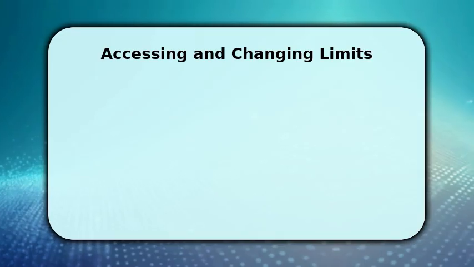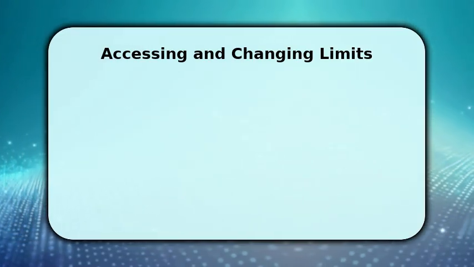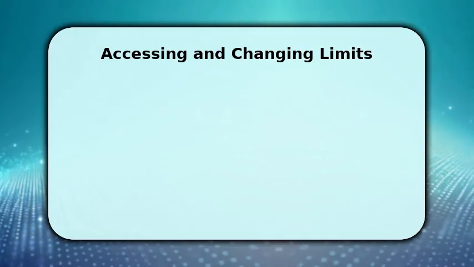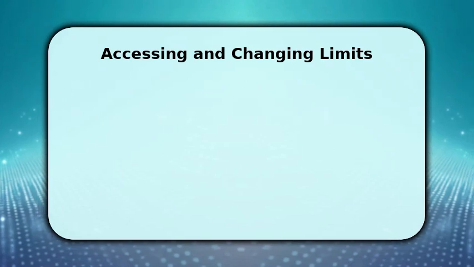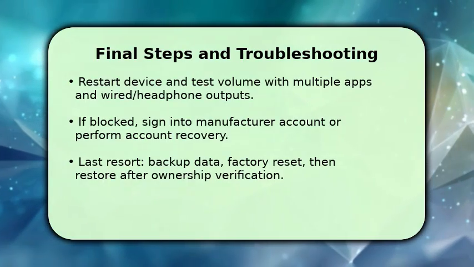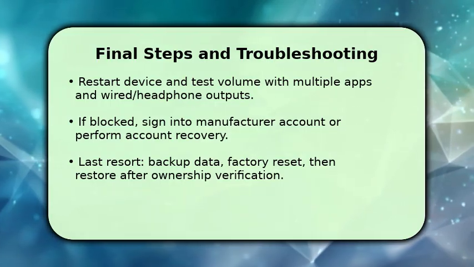Make sure to save or apply changes and then test with a safe-level audio file. If the option is grayed out, it likely requires an account-level reset or firmware update. You finish by rebooting and verifying the change across apps and connected headphones. Different outputs can enforce independent limits.